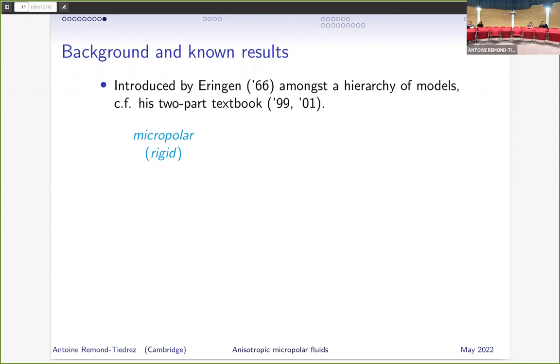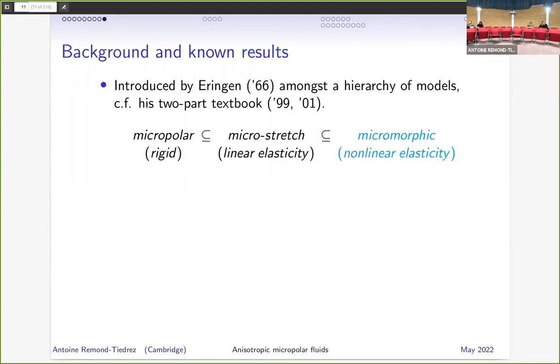And he has a whole hierarchy of things. I'm talking about the simplest part, which is micropolar. Polar means rigid: the bodies are just rotating and nothing else. Well, rotating and translating. You could have the body subject to linear elasticity. This is what he calls microstretch.